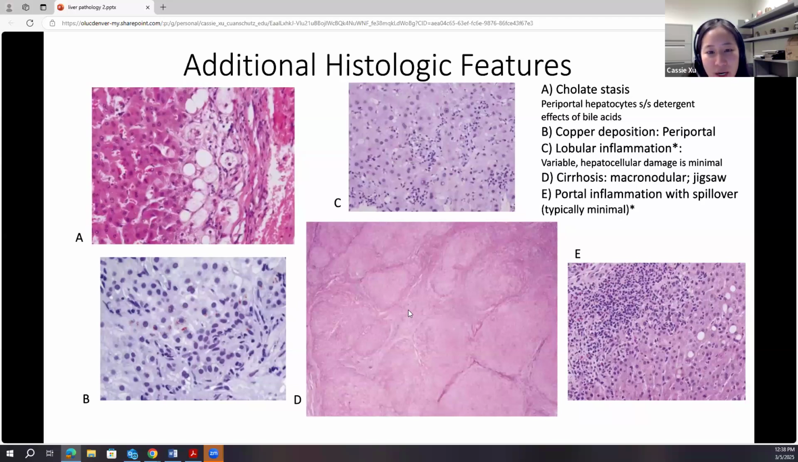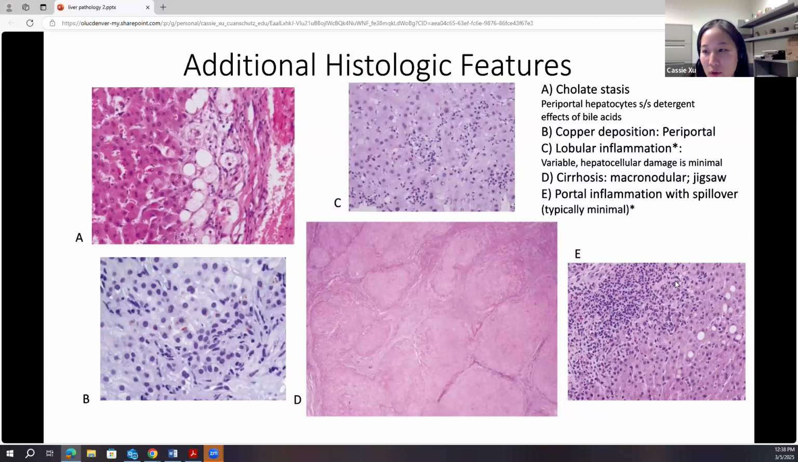So again, if we have a biopsy for end stage cirrhosis, or an explant where they don't know the primary etiology, if we see this pattern of cirrhosis, we could suggest the possibility of a chronic biliary disease such as PBC. And then finally, like I said, there's portal inflammation. Sometimes you can see spillover or interface activity here.